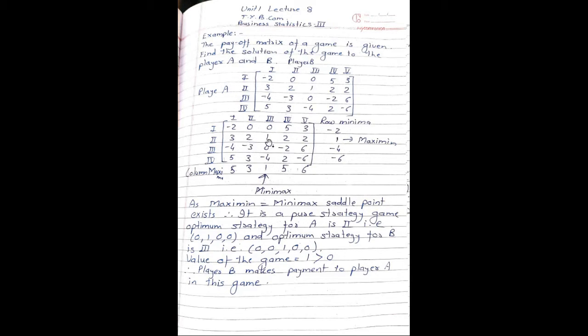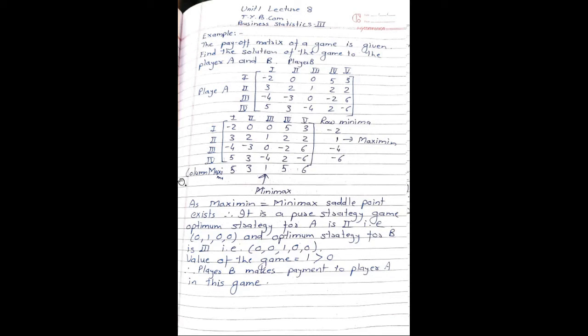3, 2, 1, 2, 2. Minimum value is 1. -4, -3, 0, -2, 6. Minimum value is -4. 5, 3, -4, 2, -6. Minimum value is -6. Now amongst these minimum values, pick up the maximum value. We'll put an arrow. We call that value as maximin. So -2, 1, -4, -6. The maximum value is 1.